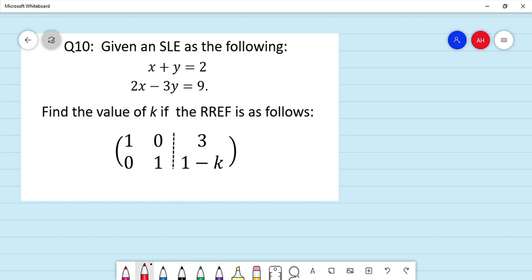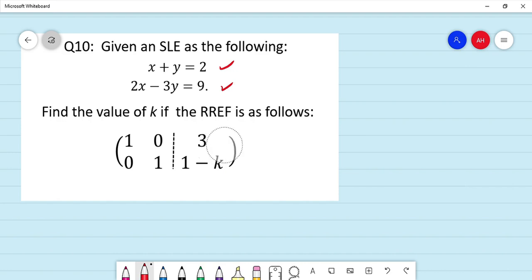Now, this is the last question, question number 10. Given SLE as the following: x plus y equal to 2 and 2x minus 3y equal to 9. Two equations and two unknowns. Find the value for k if the RREF is as follows. We have identity matrix over here, and we have the right hand side, k, 3, and we have 1 minus k. We want to find what is the value for this unknown k. What is the value for k? Okay, that's the problem, how to find the value for k.